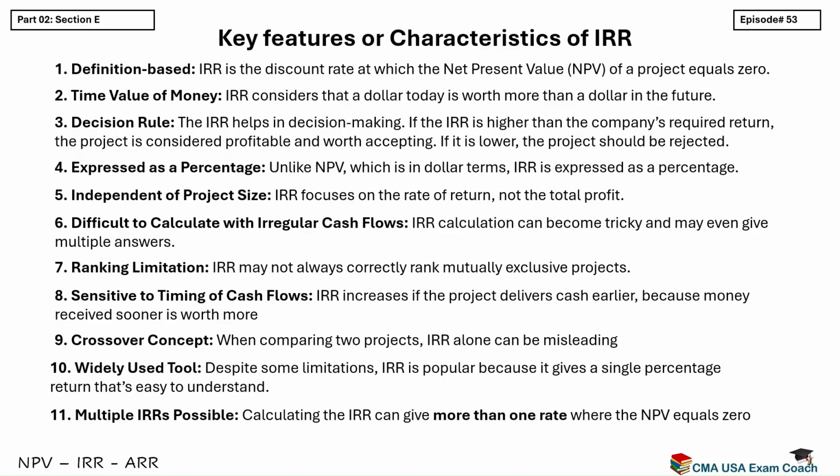11. Multiple IRRs possible. Sometimes a project doesn't have simple regular cash flows. Instead of having one initial investment followed by only positive inflows, it may have alternating inflows and outflows.